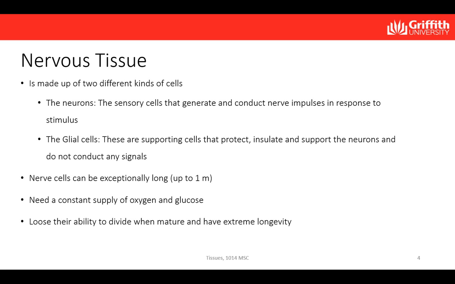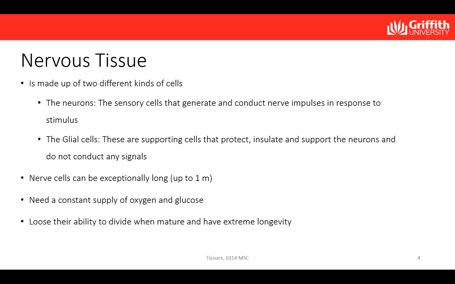Nervous tissue is the main functional component of the nervous system, which consists of the brain, spinal cord, and nerves. This system regulates and controls all of our body's functions. Nervous tissue is made up of two different kinds of cells. Neurons are highly specialized cells that generate and conduct nerve impulses in response to stimulus.